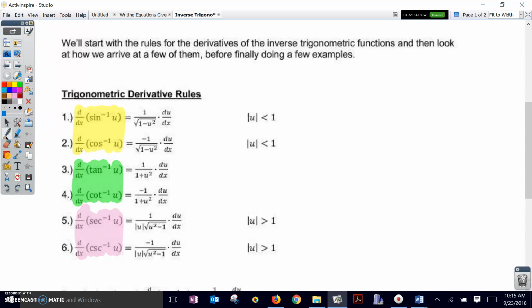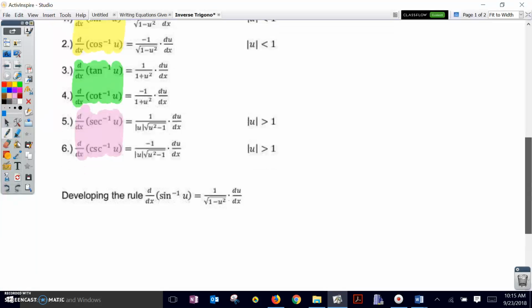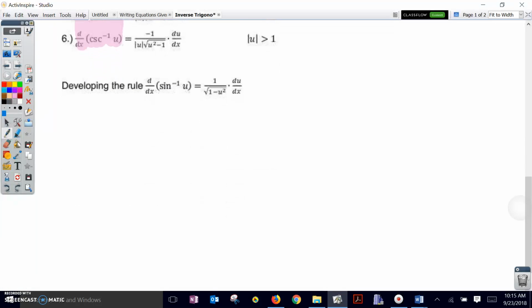We're going to actually look at the derivation of the arcsine, arctangent, and arcsecant. It's probably going to take the next 2 videos to look at all of these, but we'll start right now with the derivation of the arcsine. Why is the arcsine derivative 1 over the square root of 1 minus u squared times du dx?